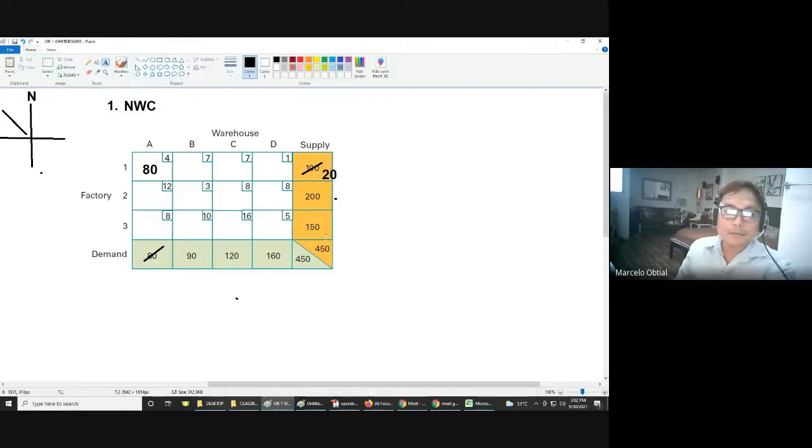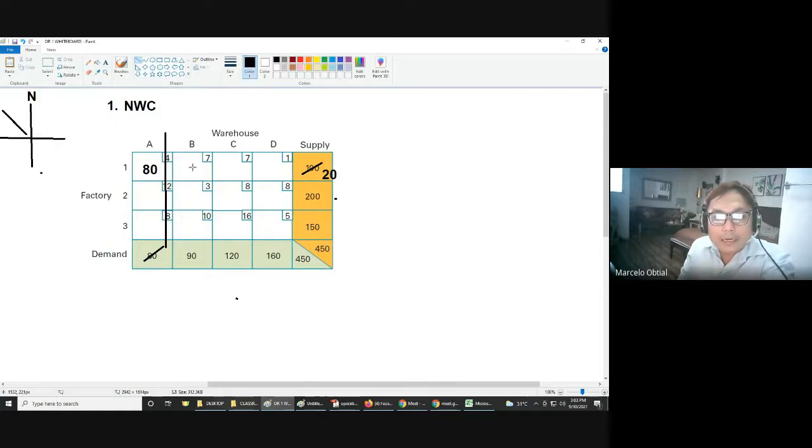Okay, next. So you cannot put units here in column 1, correct? Because you already satisfied warehouse A. So we'll cross this out. Okay, cross out. So hindi ka na pwede maglagay. Next, northwest corner. Okay, so I think this cell, no? Cell B1. Again, hindi mo na pwedeng gamitin itong cell na ito kasi na-cross out na yan, no?